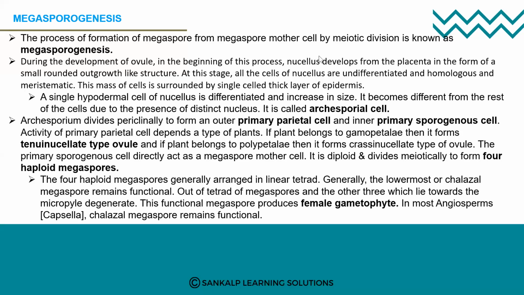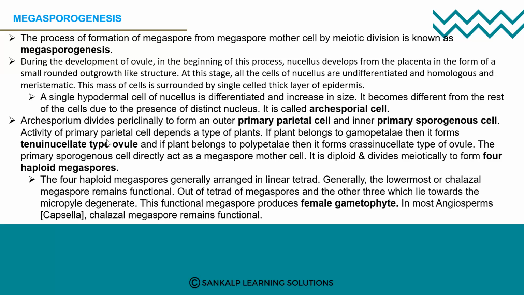A single hypodermal cell of nucellus is differentiated and increased in size. It becomes different from the rest of the cells due to presence of distinct nucleus. It is called the archesporial cell. The archesporium divides periclinally to form an outer primary parietal cell and inner primary sporogenous cell.